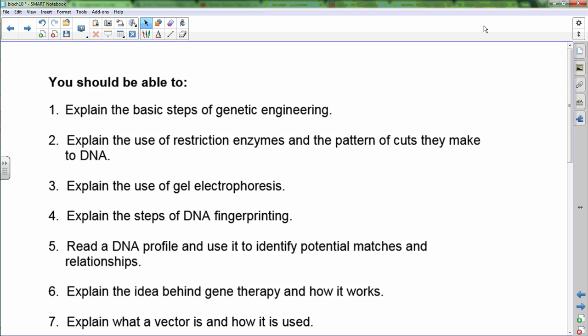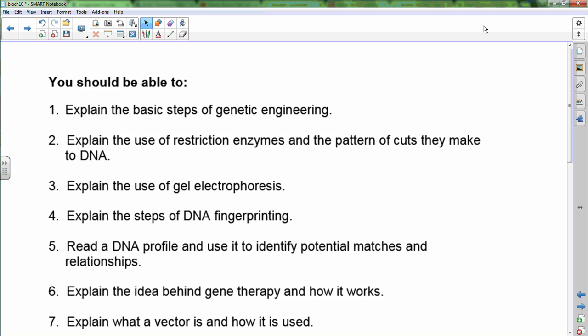Okay. First one says we need to be able to explain the basic steps of genetic engineering. So first of all, what is genetic engineering? The process of isolating the gene from the DNA of one organism and putting it into the DNA of another. Right, so we're going to take a gene out of one thing and stick it into another.